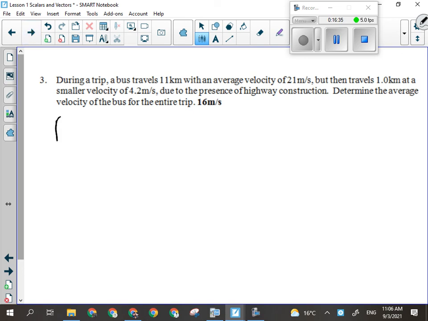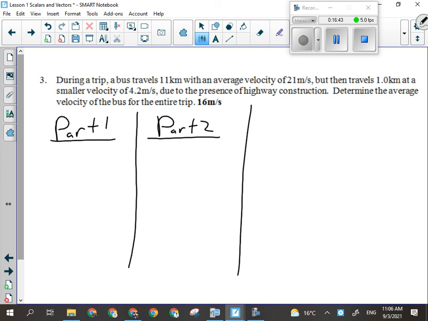All right, so this is another one where I've got to break it up into part 1 and part 2, and then have my totals over here. Okay, I only need to know the average velocity, so if I'm going to get average velocity, I'm going to need total displacement and total time.